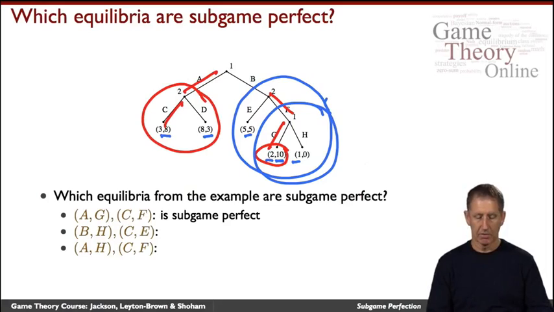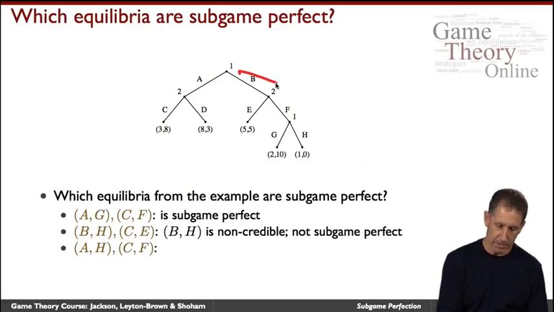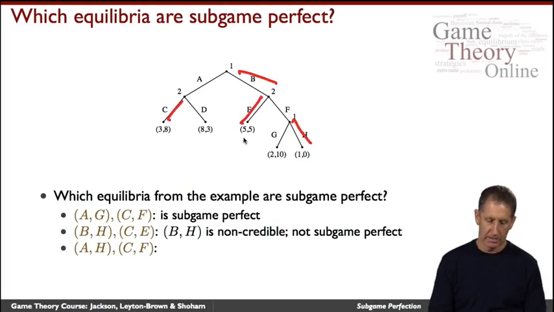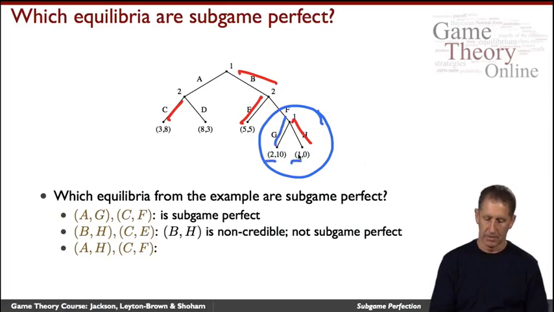How about BHCE? Well, the claim is that it's not. Let's first write down the strategy. BH, and CE. And this is not subgame perfect for the reasons we saw before. We saw that in this subgame right here, there is a profitable deviation for player 1, namely to deviate over here and get 2 rather than 1. And so it's not subgame perfect.